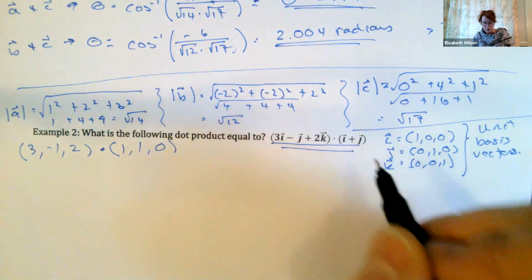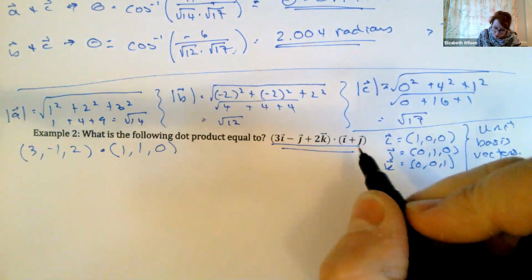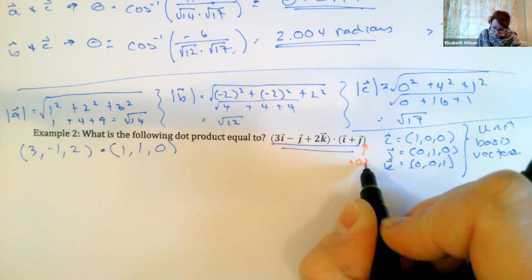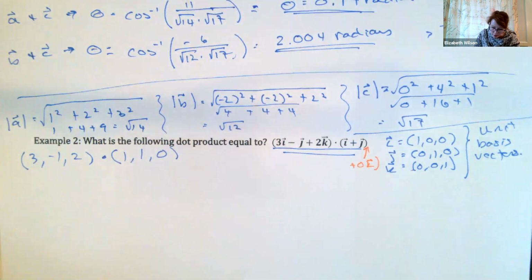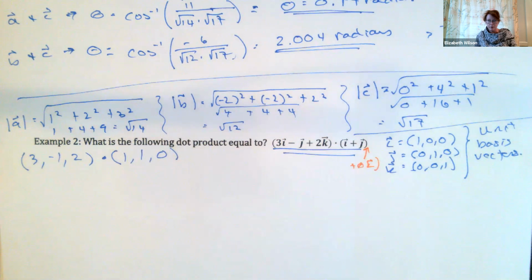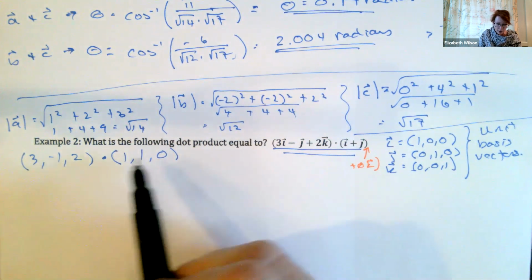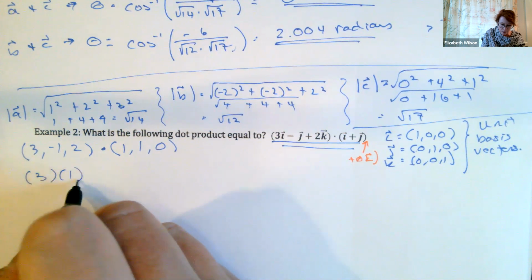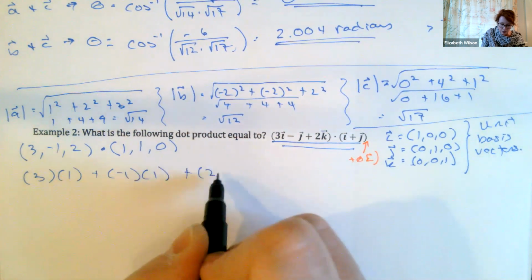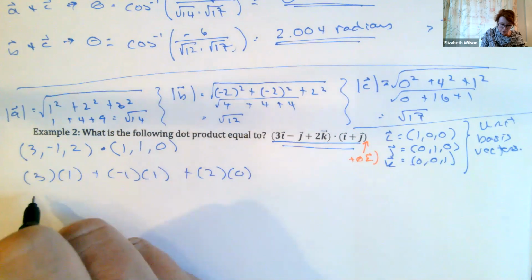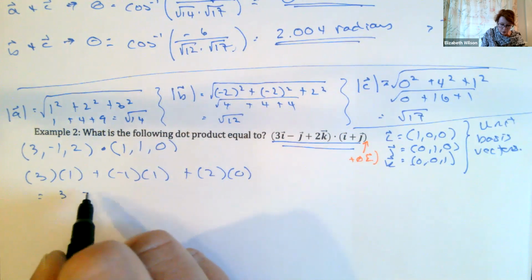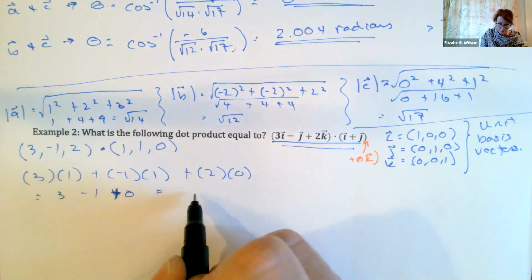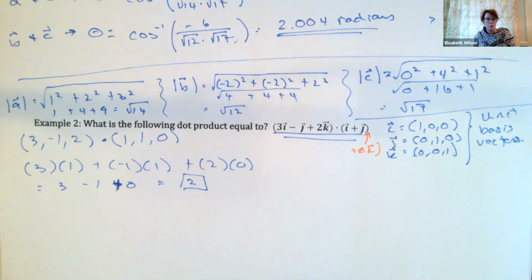Okay, so let's write that, it's 0 times k. I'm going to do this dot product here. So this is like saying 3 times 1 plus minus 1 times 1 plus 2 times 0, which is going to equal 3 minus 1 plus 0, which equals 2. Okay, this is your most simple method.